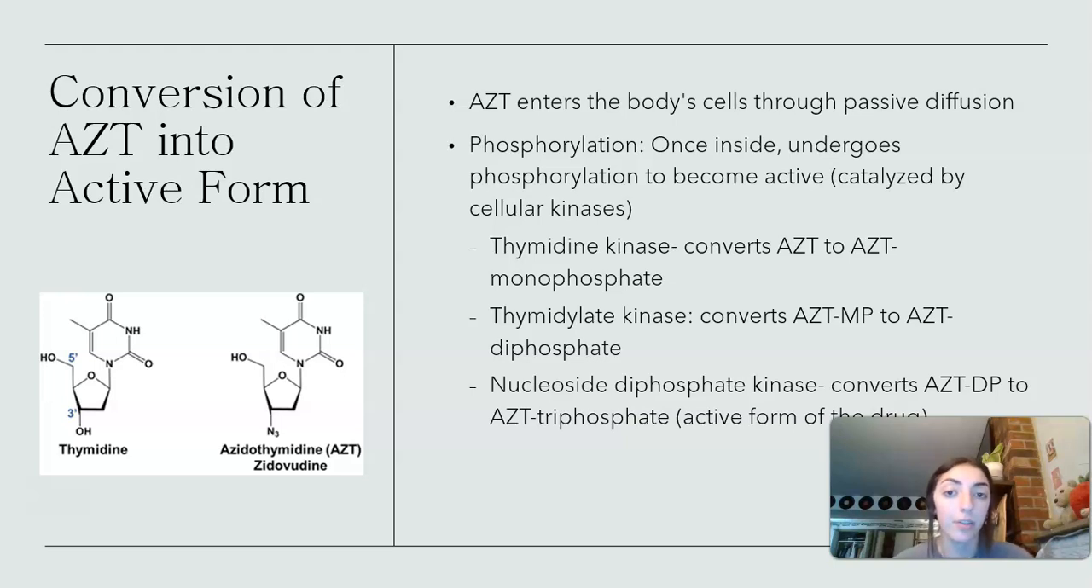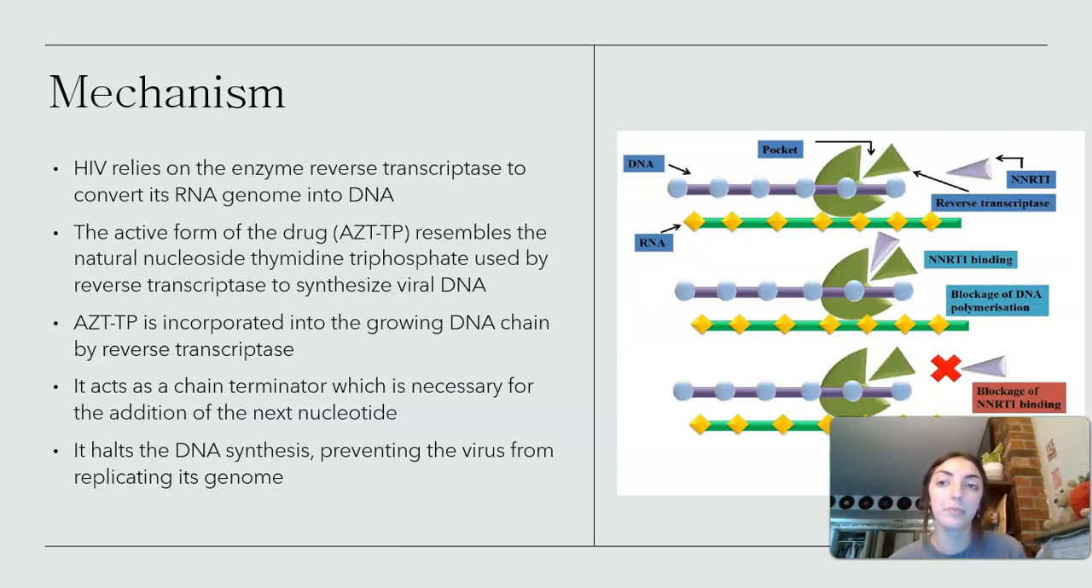Those 3 are thymidine kinase, which converts the AZT to AZT monophosphate. Thymidylate kinase converts that to AZT diphosphate. And nucleoside diphosphate kinase converts that to AZT triphosphate, which is the actual active form of the drug. The mechanism can be seen on the right here in that picture.